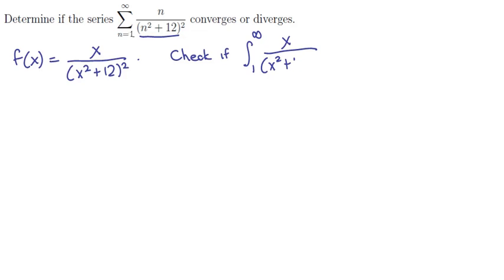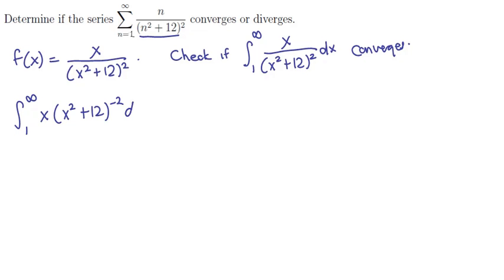That's the integral test right here. If it converges, then the series will converge as well. So let's check that out. So we want to go and do the integral from 1 to infinity of x times (x squared plus 12) to the minus 2 once we have it prepped.